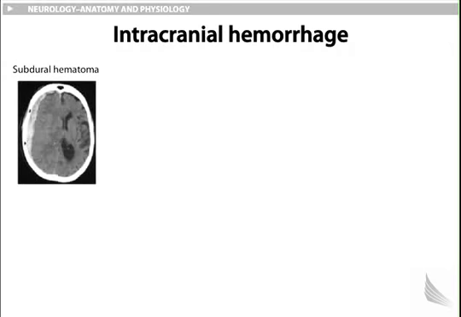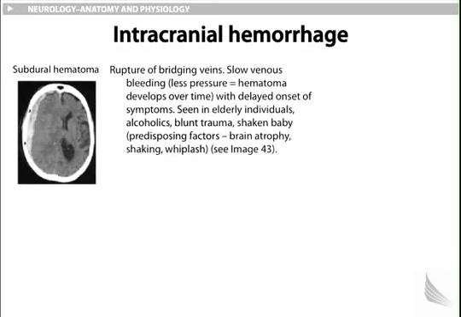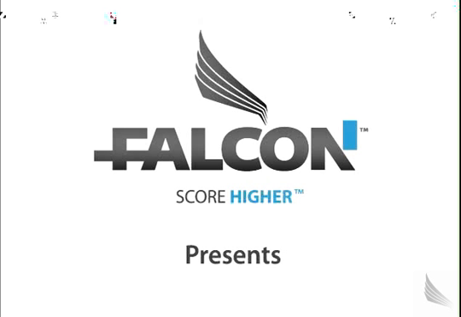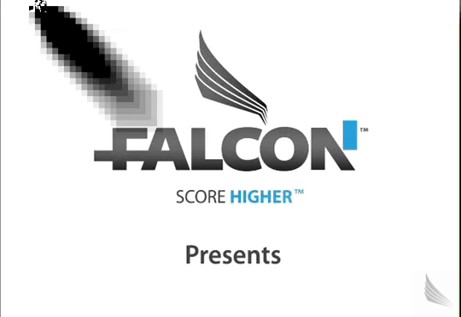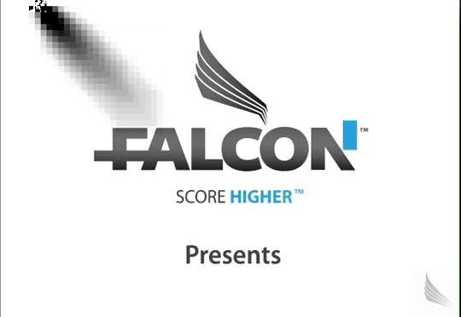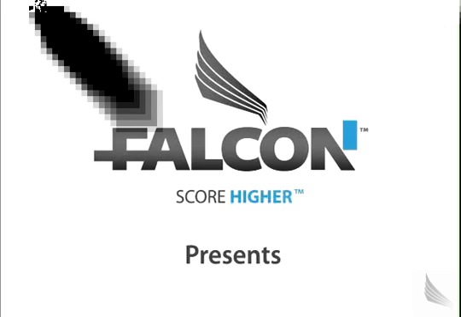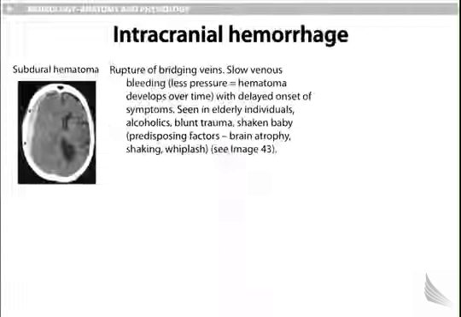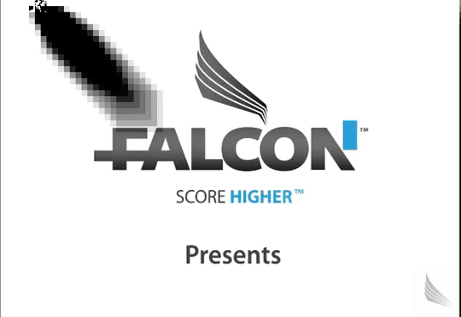Subdural hematomas are found in the subdural space and are caused by rupture of the bridging veins. Unlike epidurals, which are driven by arterial pressure, subdural hematomas are under venous pressure and can develop over days or longer with delayed symptoms. These can be seen in elderly individuals, alcoholics, individuals with blunt trauma, and shaken babies. The predisposing factors are brain atrophy, shaking, and whiplash.